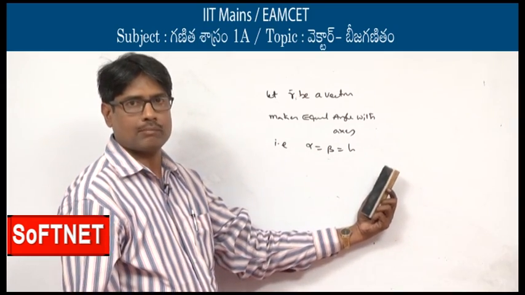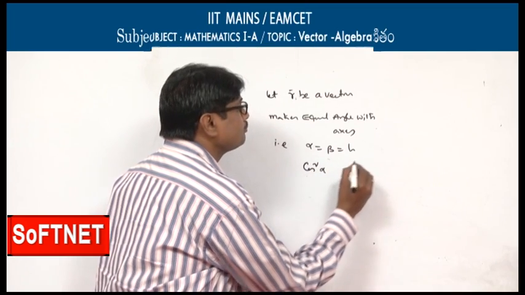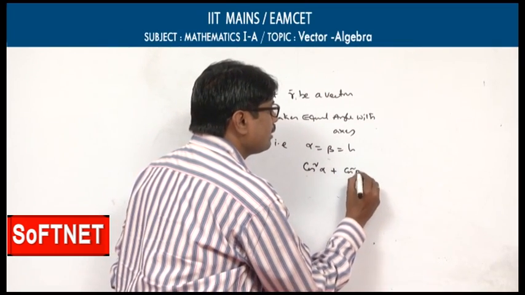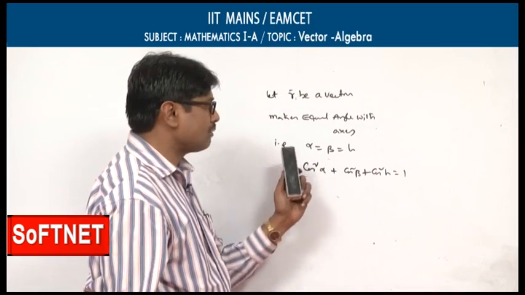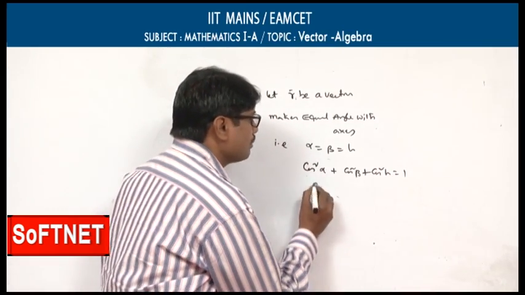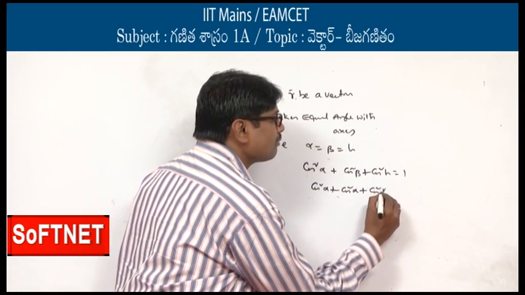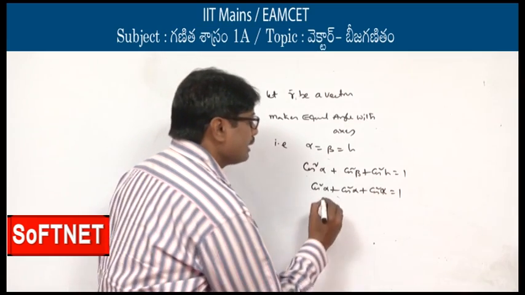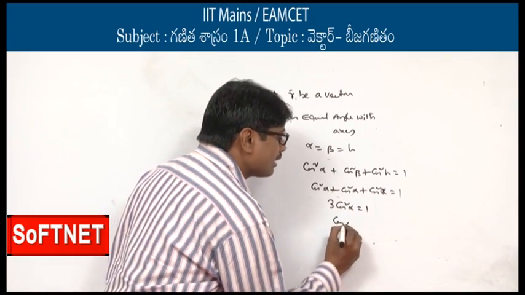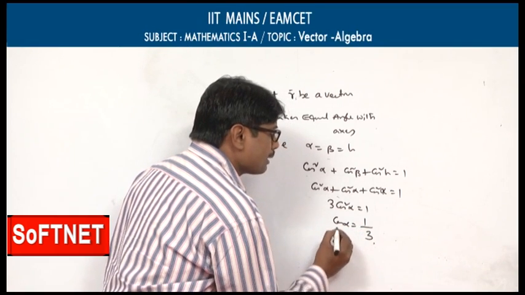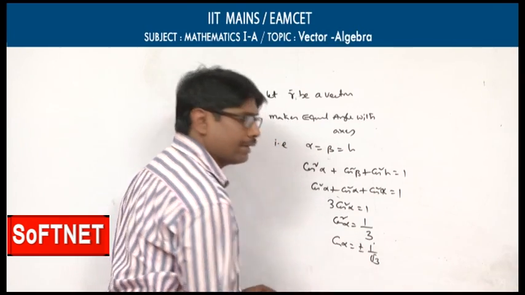Since r bar makes equal angles with the coordinate axes, alpha is equal to beta is equal to gamma, which means cos square alpha plus cos square beta plus cos square gamma is equal to 1. As alpha equals beta equals gamma, it will be cos square alpha plus cos square alpha plus cos square alpha is equal to 1. So 3 cos square alpha equals 1, so cos square alpha is equal to 1 by 3. Cos alpha is equal to plus or minus 1 by root 3.